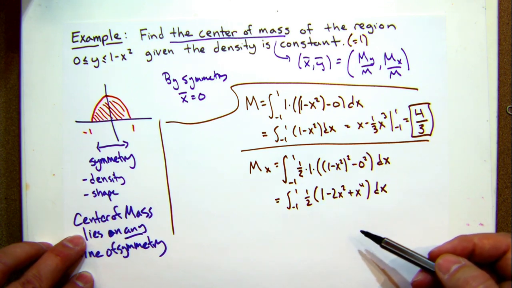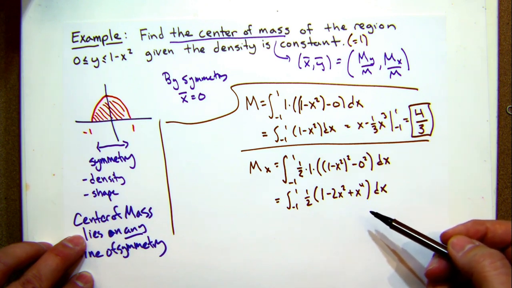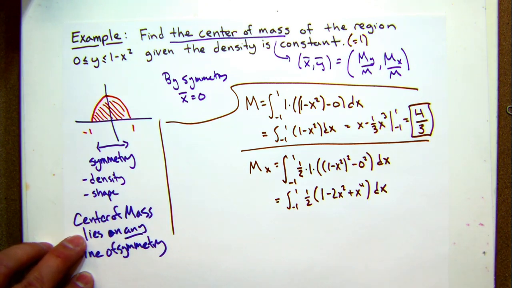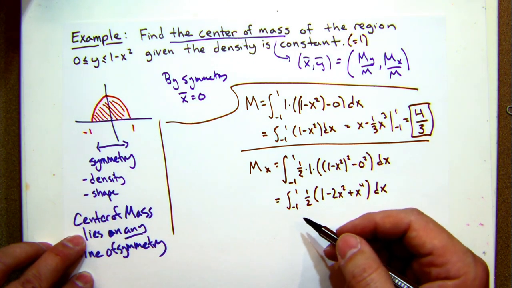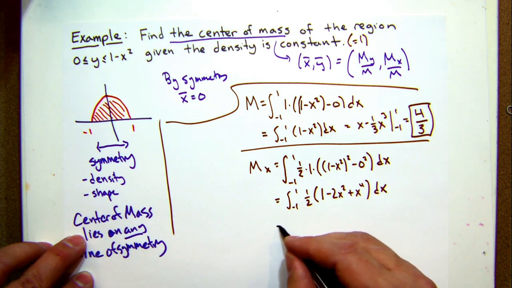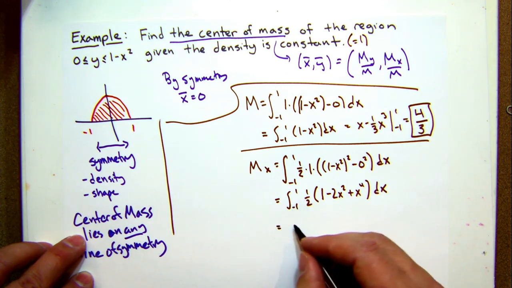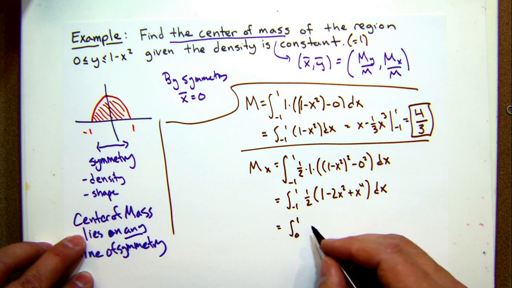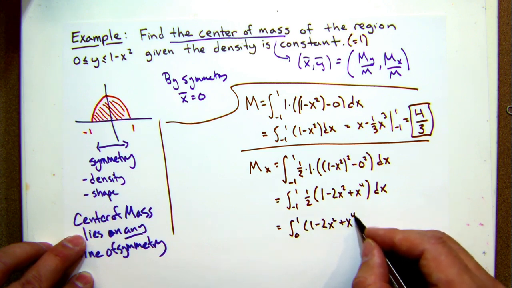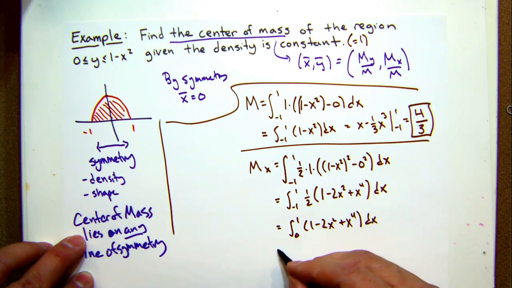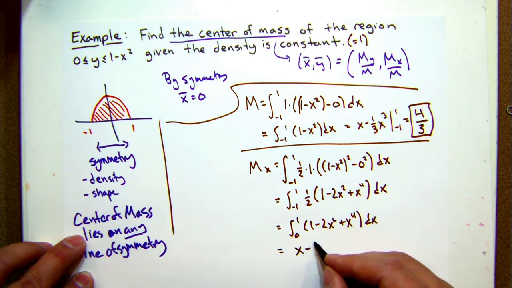By the way, I can make an observation here. What kind of function do I have? It's an even function. For a polynomial, you can tell it's an even function if all the powers are even. It's an odd function if all the powers are odd. Since it's an even function, and I'm going from negative 1 to 1, I can go from 0 to 1 and double. So this is 2 times 1/2, which is just 1, times the integral from 0 to 1 of 1 minus 2x squared plus x to the 4th.